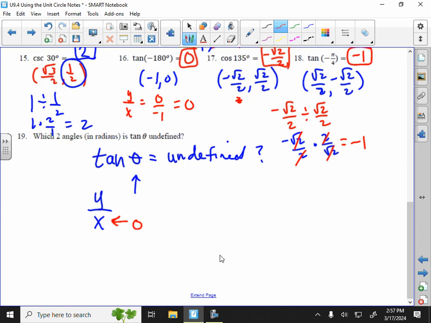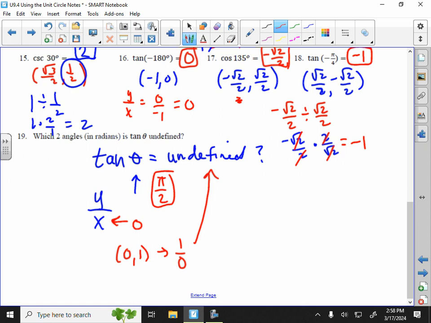Well, if we start at 0 degrees or 0 radians, the ordered pair is 1, 0. That's the y-coordinate being 0, not the x. If we go to 90 degrees, that ordered pair is at 0, 1. And if you do y divided by x, see, that's undefined. Okay, so one of them is at pi over 2. So pi over 2 is one of the answers.